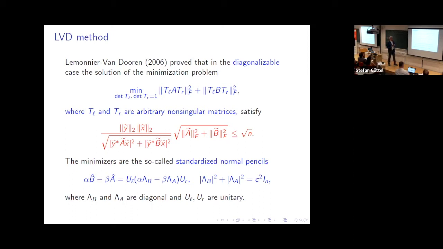And here the normal pencils are the ones that also have left and right orthogonal matrices, and moreover also have a particular scaling on the eigenvalues themselves, which makes sure that this is actually minimized. In the Frobenius norm, it's bounded by square root of n, and in the 2-norm, it's bounded by square root of 2, which is almost optimal. So these are the interesting pencils, and this is the interesting scaling you should do.